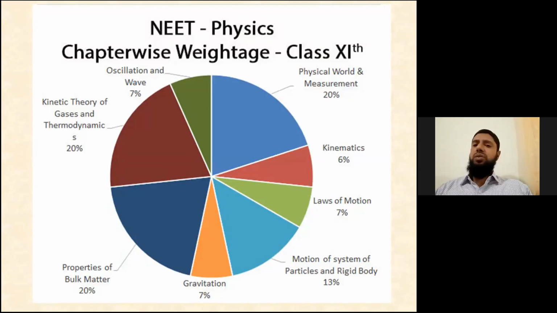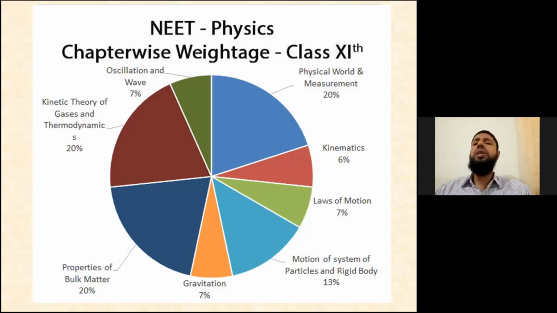Then one more big part is mechanics. Here I have divided the mechanics into different parts. When I combine the mechanics, it will be a big part: kinematics, laws of motion, motion of system of particles, and rigid body rotation. It will come to around 26 to 30%. Sometimes we have seen around 4, 5, 6 questions from mechanics. It is one of the big parts.